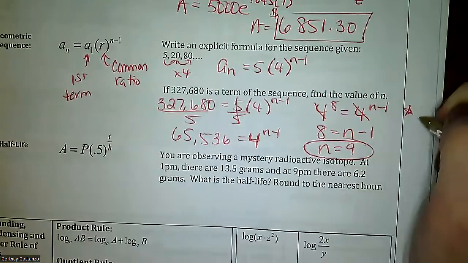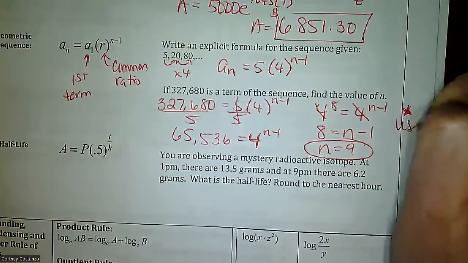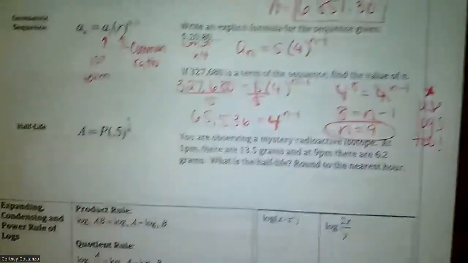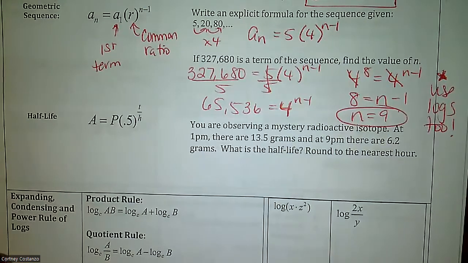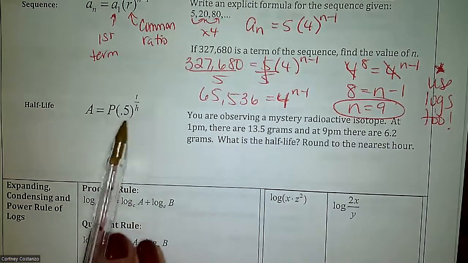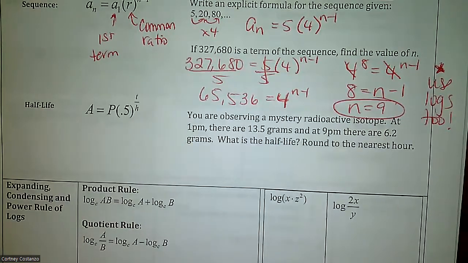You could also have logged both sides. So I could have used logs too, if you wanted to. Another formula that you will want to maybe memorize is the half-life formula. The 0.5 is already incorporated into the formula for us, because it's determining how much time it takes for a substance to cut in half.